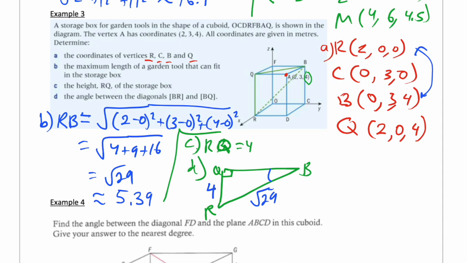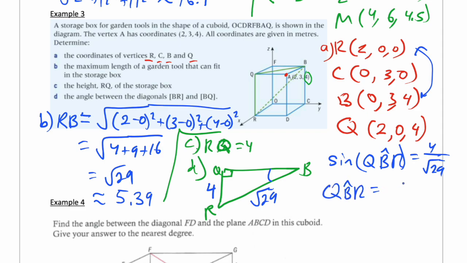Okay, we can use opposite over hypotenuse, which is sine. So sine of the angle QBR equals opposite over hypotenuse. You can use exactly root 29 or copy and paste the decimal version into your calculator. So that means QBR equals arcsine of 4 over root 29. Okay, now if you type that into your calculator, you should get approximately 48.0 rounded to 3 significant figures.